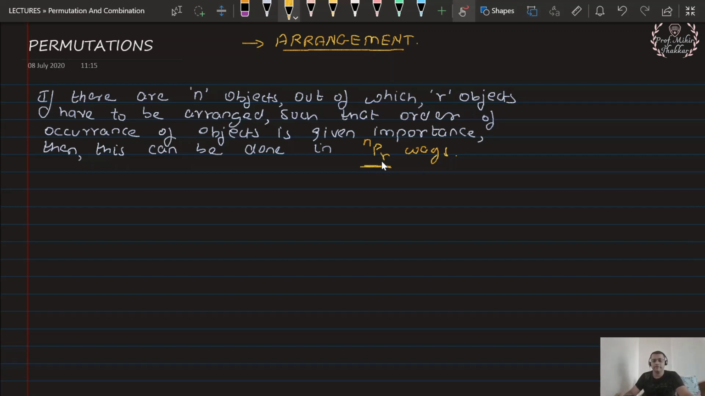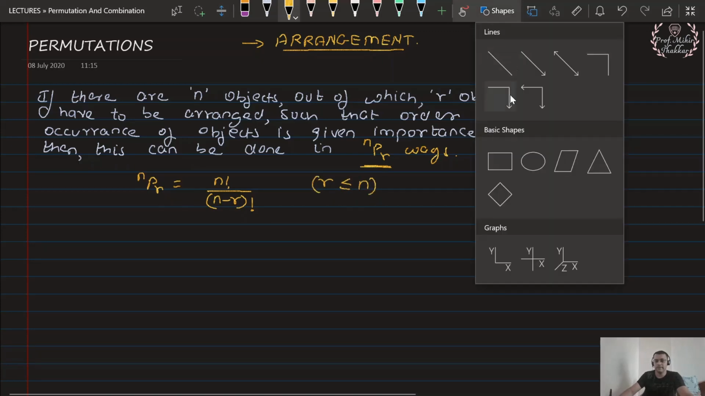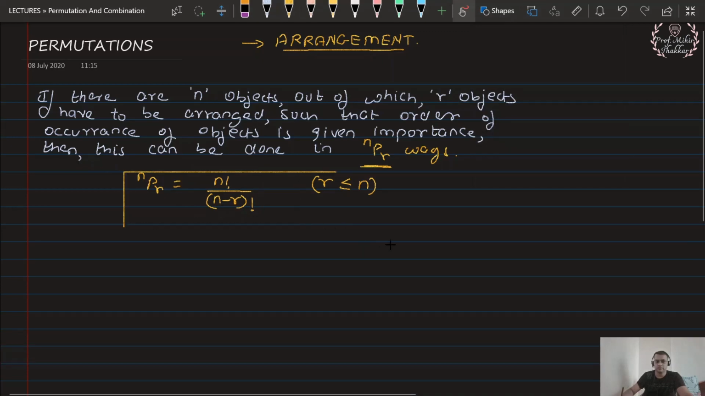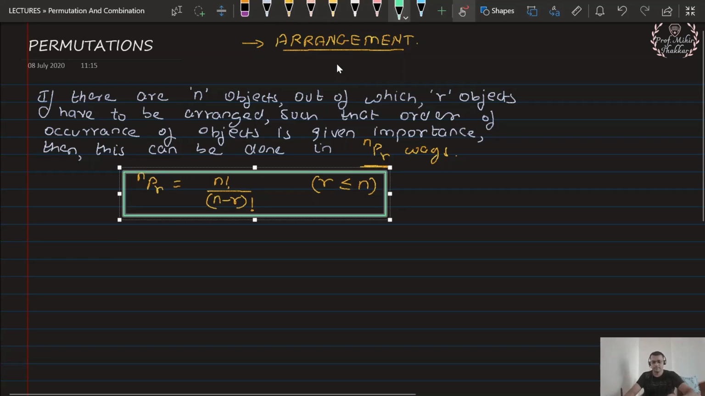And this is the notation for permutation. Now let us see the formula. A very easy formula: nPr is equal to n factorial divided by (n minus r) factorial, with a condition that r has to be less than or equal to the value of n. This is one very important point that we need to remember, that the value of r will be either equal to n or lesser than n. The r cannot be greater than the value of n.